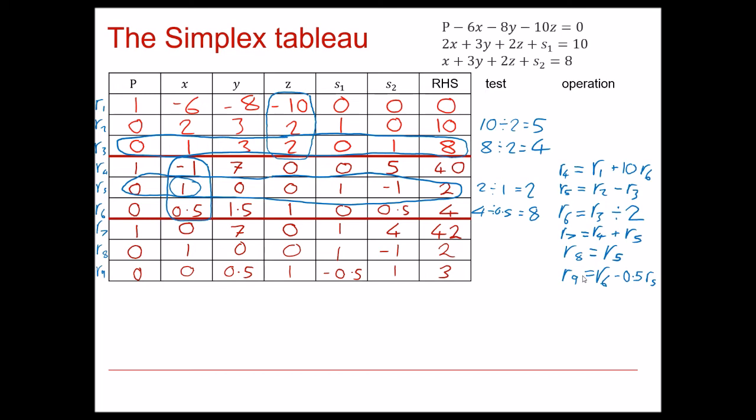And that's what you should have got doing row 6 minus 0.5 lots of row 5 will give you the 0 there, and those are the values you should have got for the other elements. And what you can see now is that in that top row there are now no negative numbers, so we know that we've now found the optimal solution and we can stop.